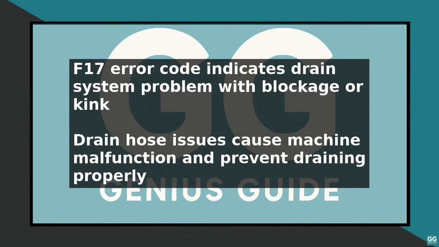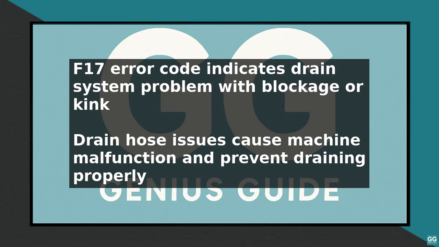To fix the Bosch washing machine error code F17, it is essential to understand what the code means. The F17 error code indicates a problem with the washing machine's drain system, specifically a blockage or kink in the drain hose. This can cause the machine to malfunction and prevent it from draining properly.